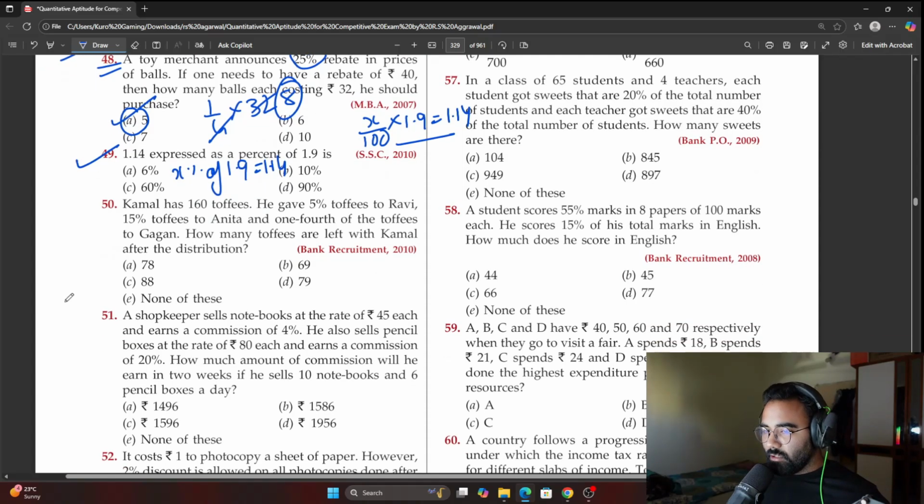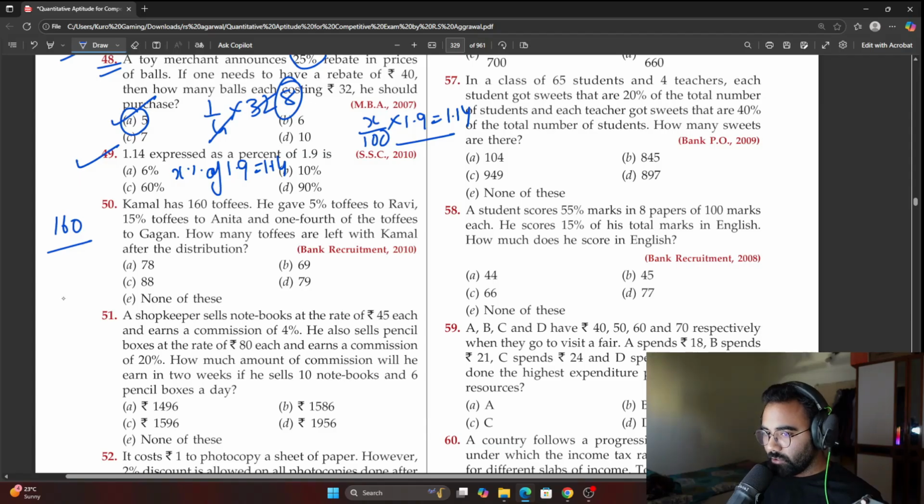We have reached the last question, that is 50 for this video, because I need to go to work. Kamal has 160 toffees. So there are total 160 toffees. He gave 5% toffees to Ravi, 15% toffees to Anita, and 1/4 of the toffees to Gagan. How many toffees are left with Kamal after distribution?